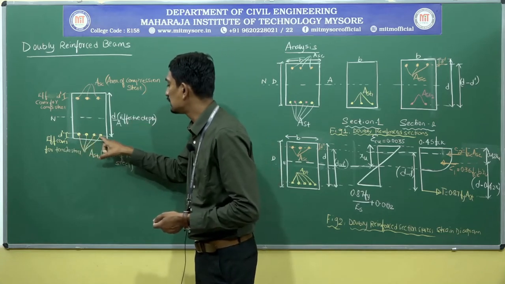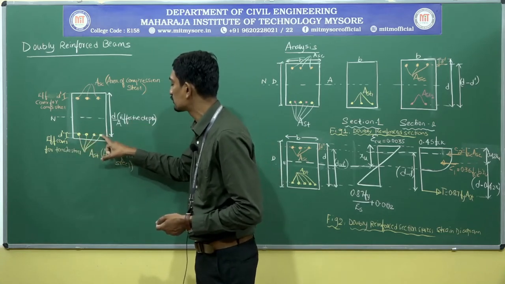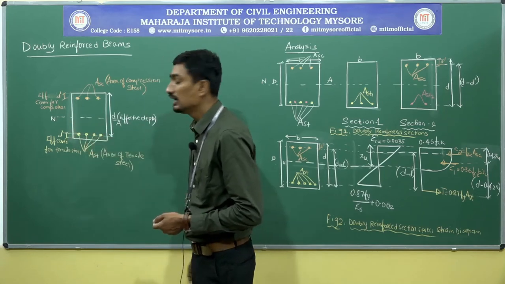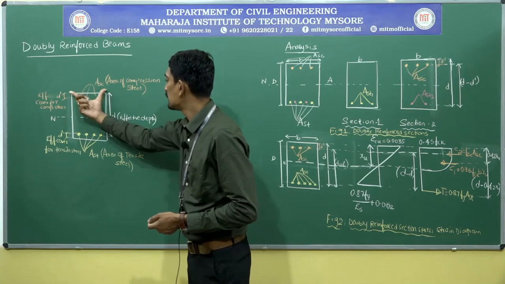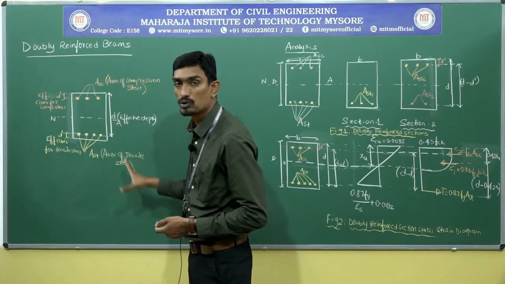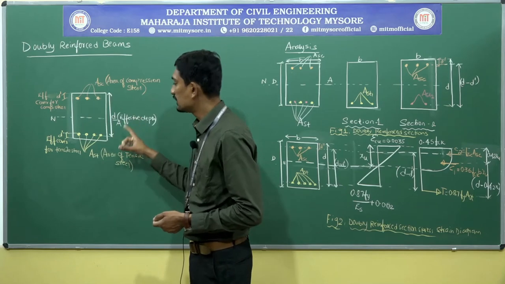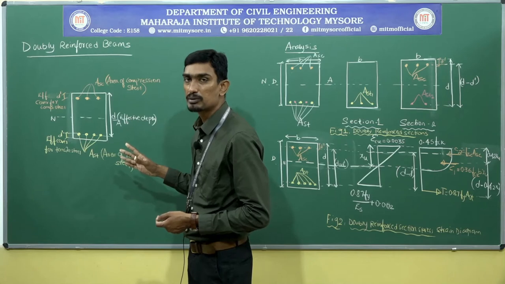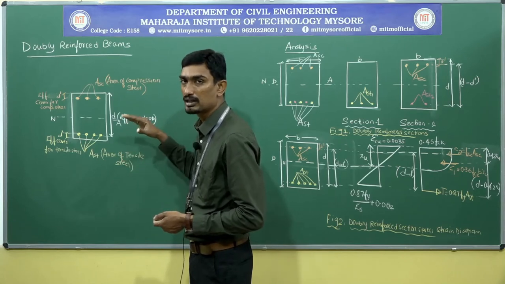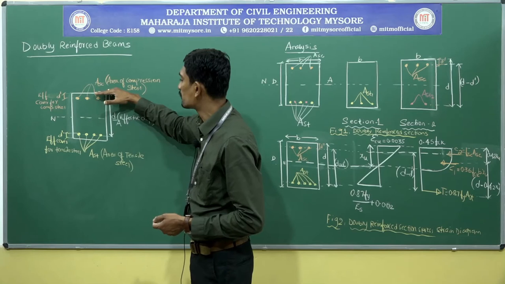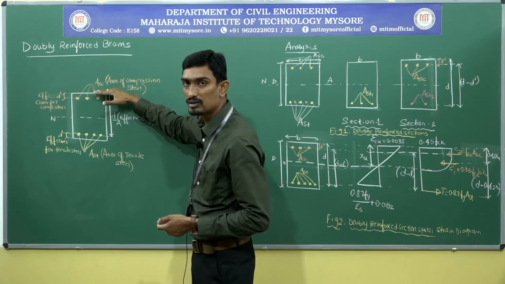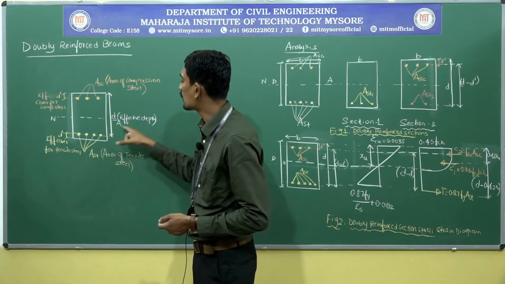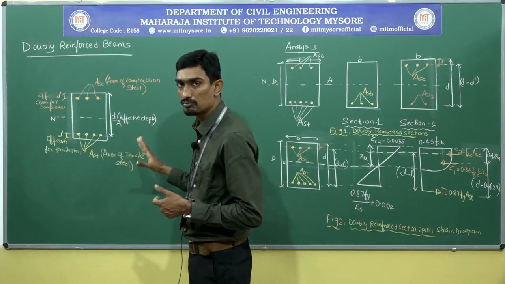This yellow color one represents the area of tensile steel with the effective cover d dash, and this is the width of the beam, and the overall depth of the beam, no change. The effective depth, as we have defined, is the distance between the extreme compression fiber or edge of the beam and the centroidal axis of the tension steel. It remains the same.